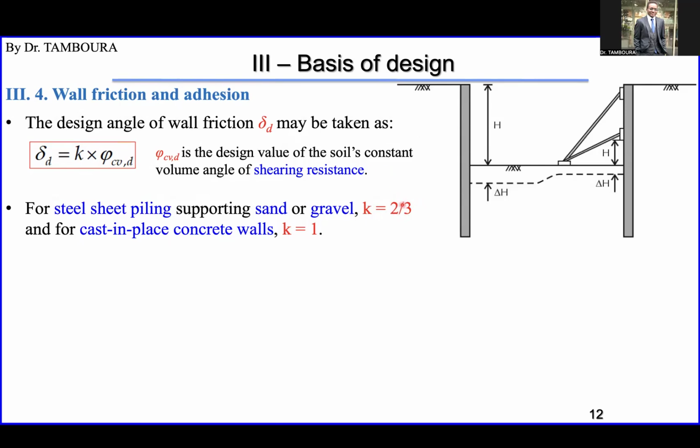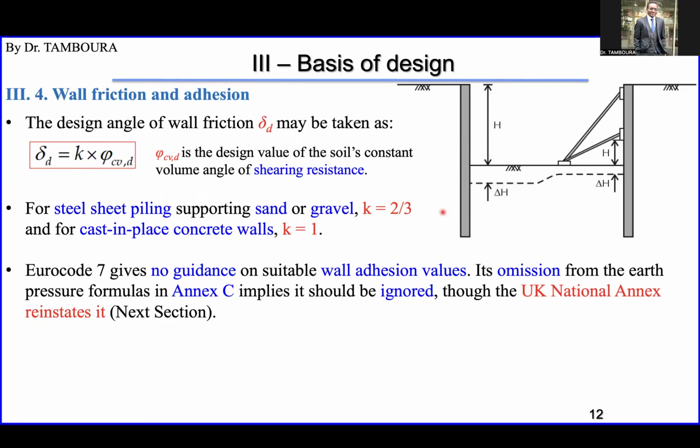by 3, 2/3. If you build the concrete wall in place, if it is a cast in place concrete wall, then K is 1, simply consider this K as 1. So this is the friction between the soil and the wall here.